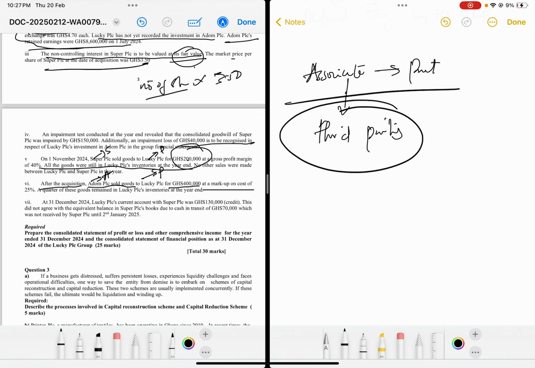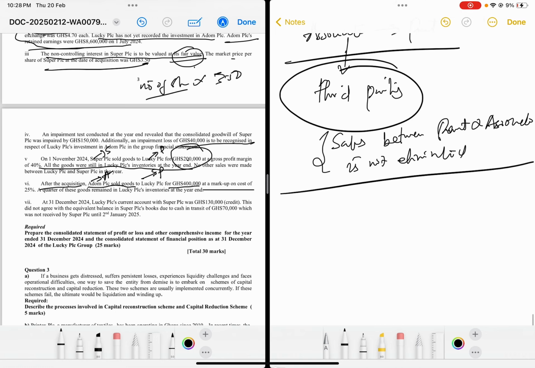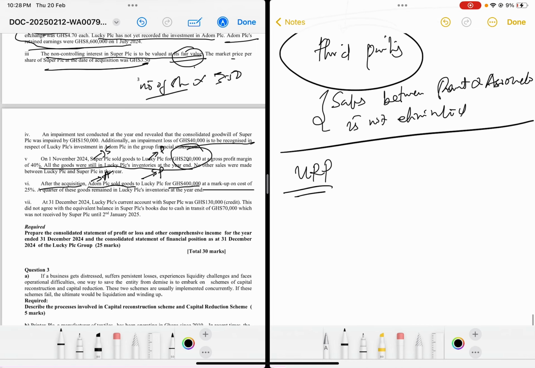So what occurs in that instance is that the sales that occur between the parent and associate are not eliminated. We don't eliminate the sales between the parent and the associate, or the associate and parent. But what is eliminated is just the unrealized profit. So you need to find the unrealized profit on unsold goods.